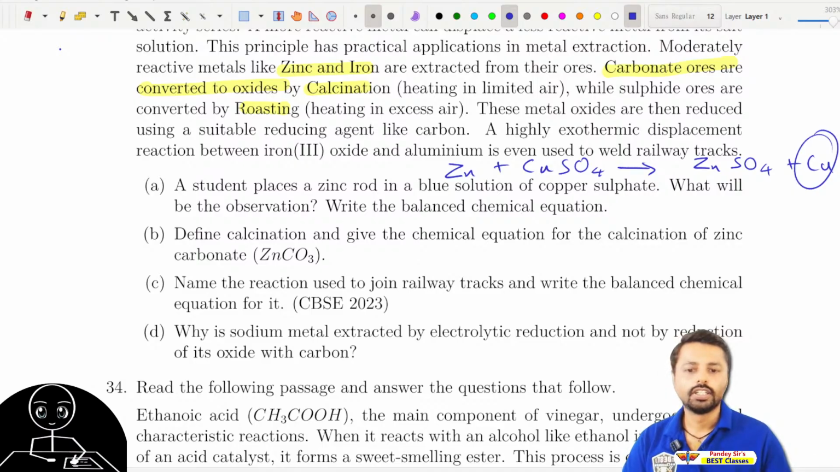That's the answer. Define calcination and give the chemical equation for the calcination of zinc carbonate. Now listen, I am telling the definition. Calcination is the process of heating a carbonate ore strongly in a limited supply of air to convert it into, wait a minute, I'll better show the solution. I will find the solution and show you.